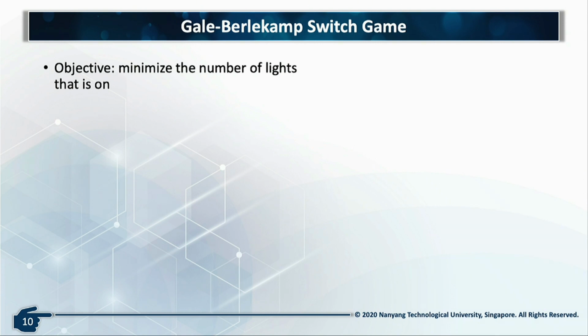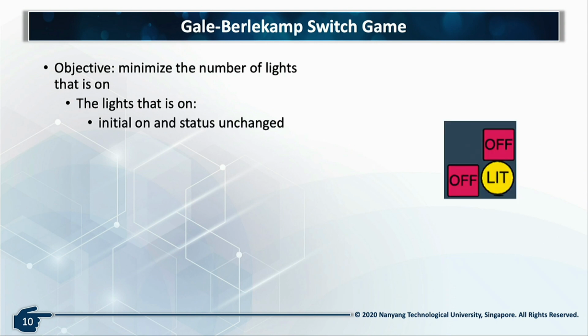And what is our objective? We try to win the game, right? According to the winning criterion, we try to achieve the minimum number of lights that are on. To do so, we first need to analyze what contributes to the lights that are on in the end. Let me use a simple example to illustrate this. Suppose I have a light in this cell which is initially on.